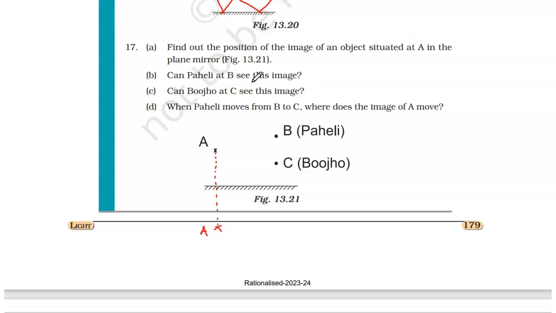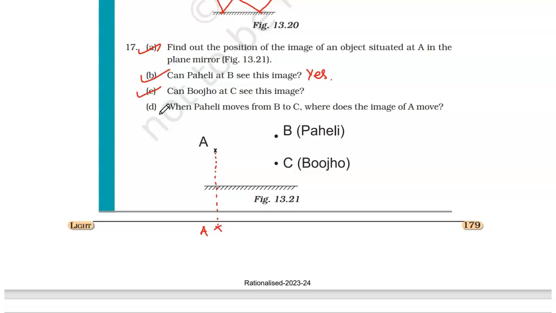Now, can Paheli standing at B see this image? Yes, Paheli at B can see the image because the rays reflected from A will reach B. Next, C. Can Bujo see this image? Bujo can also see the image because the rays from A are reflected to his eyes. Alright. Next, D. When Paheli moves from B to C, where does the image of A move?